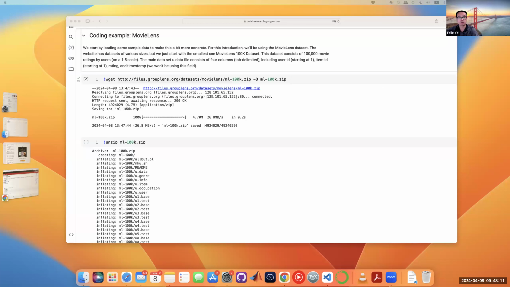Okay, let's continue our lecture on the recommender system. This is the third lecture. Today's lecture, we'll talk about the coding part. I'm going to demonstrate some examples with a highly popular data set, the MovieLens data set. We are only using the smallest set of MovieLens, which is the 100K data set.